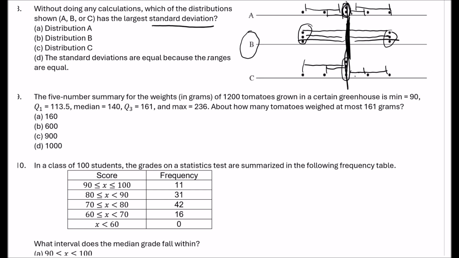And therefore it's got to be B. All right.